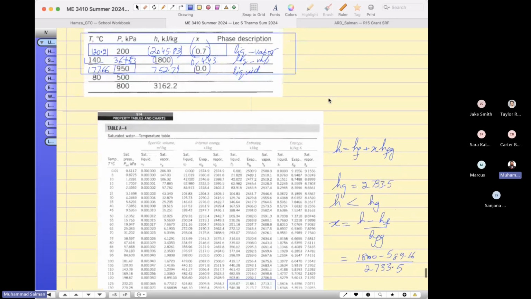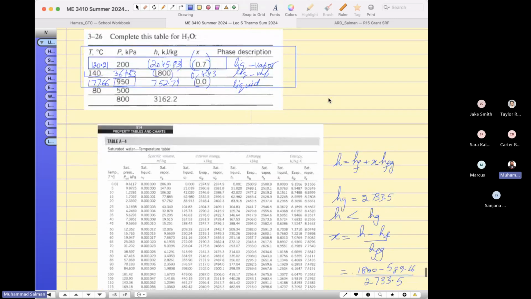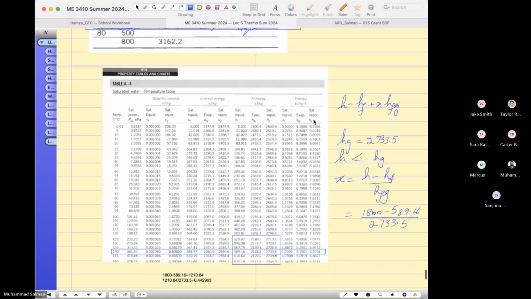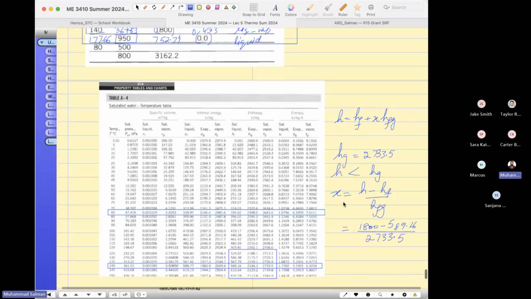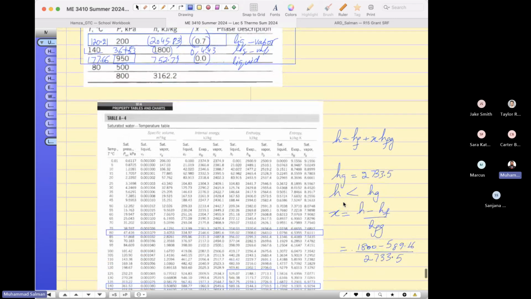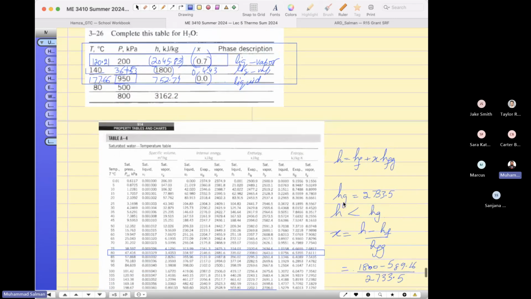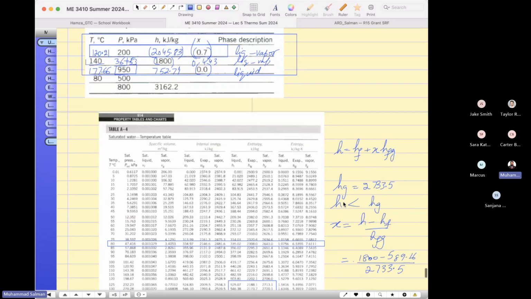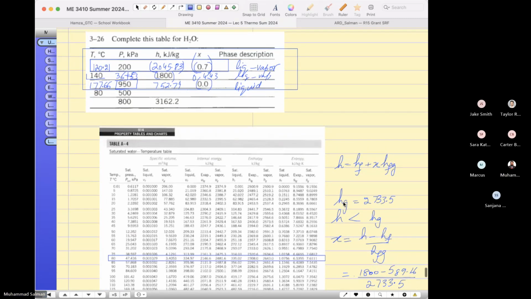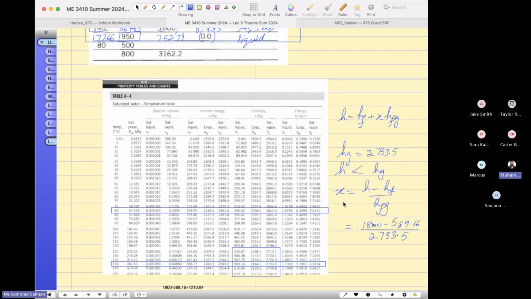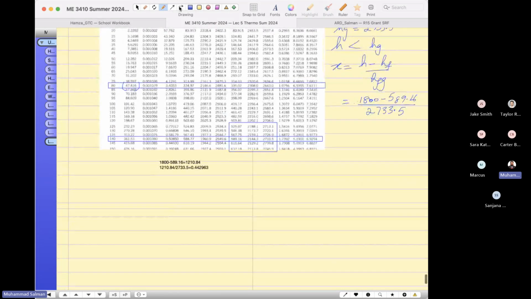The next row is 80 and 500. Yeah, it is over here. Look, 80 is given directly here. Now, what is the saturation pressure? Here the saturation pressure is 47.416. So look, this pressure, which is a saturation pressure, is at the dry vapor line.